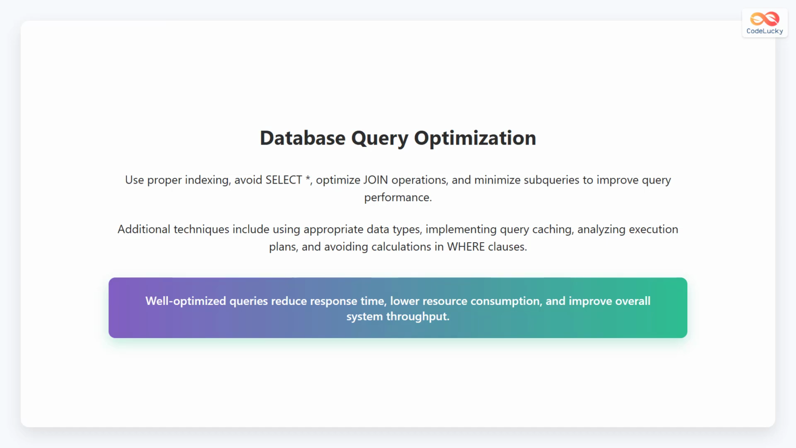Optimizing database queries improves system performance and reduces latency. Techniques include using indexes properly, avoiding selecting unnecessary columns, optimizing joins by indexing foreign keys, minimizing subqueries, using appropriate data types to speed comparisons, caching frequent queries, and analyzing query execution plans. Efficient queries reduce server load and enhance user experience.